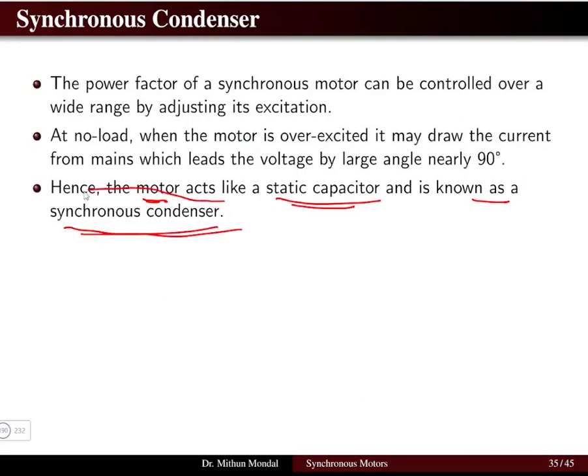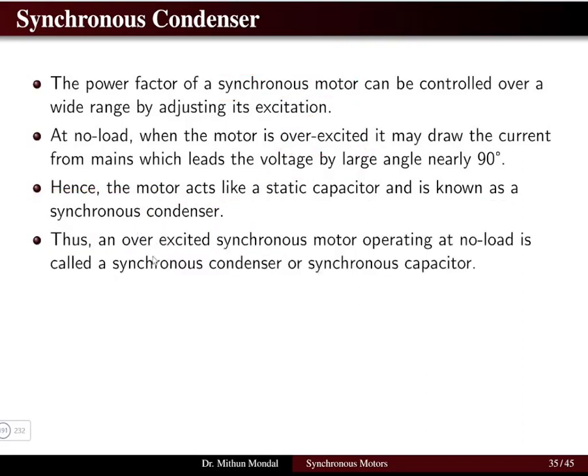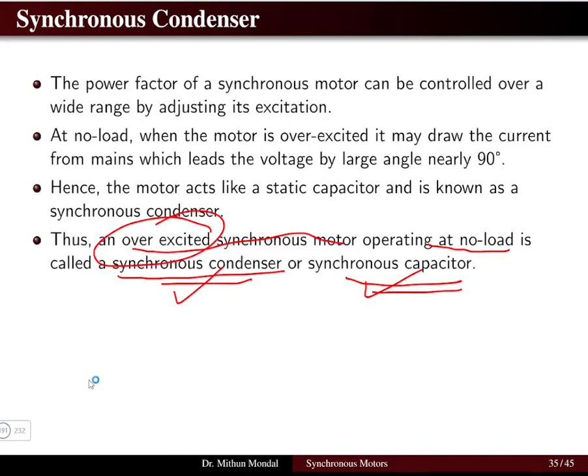If we define what a synchronous condenser is, a synchronous condenser is basically an over-excited synchronous motor that is drawing a leading current from the supply mains. It behaves like a static capacitor. So this is the definition of a synchronous condenser. Thus, any overexcited synchronous motor operating at no load condition is called the synchronous condenser or otherwise synchronous capacitor. So two names have been given, either synchronous condenser or synchronous capacitor. It is basically an overexcited synchronous motor operating at the no load condition.